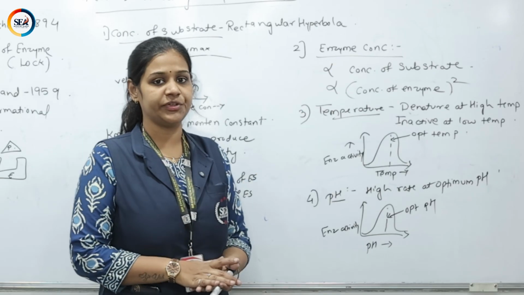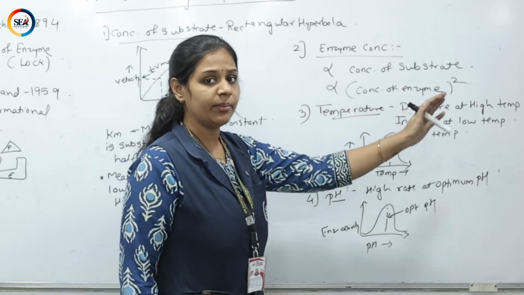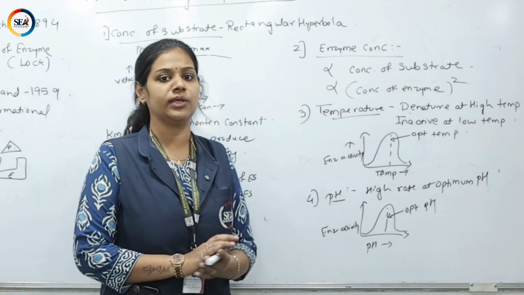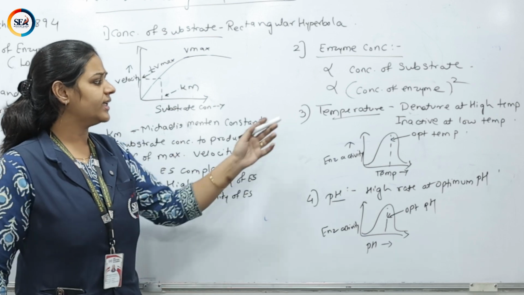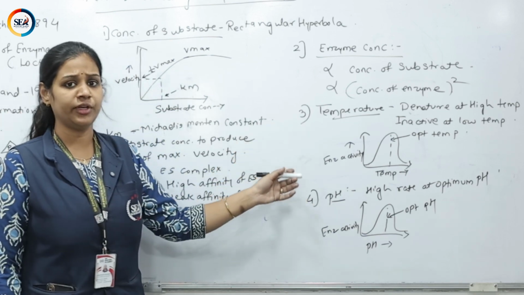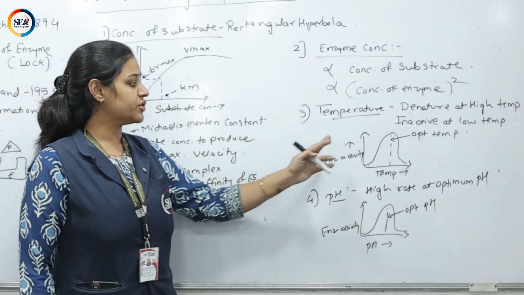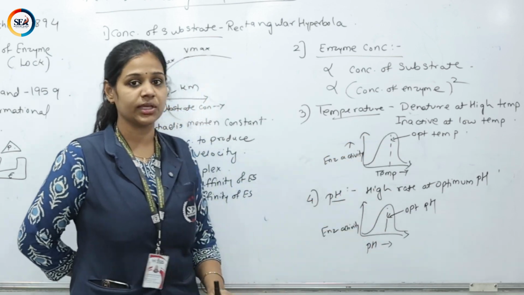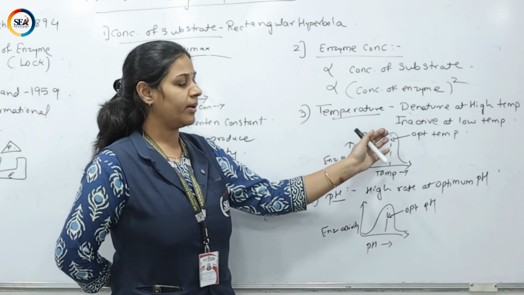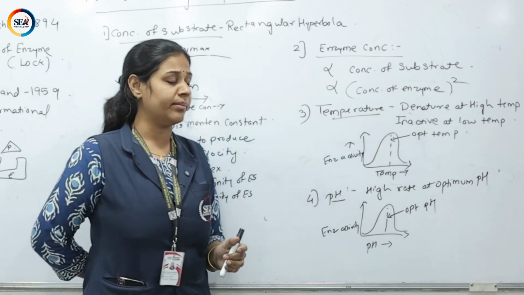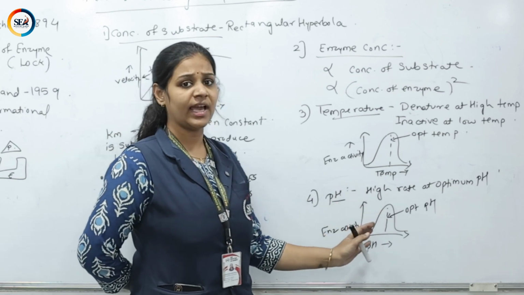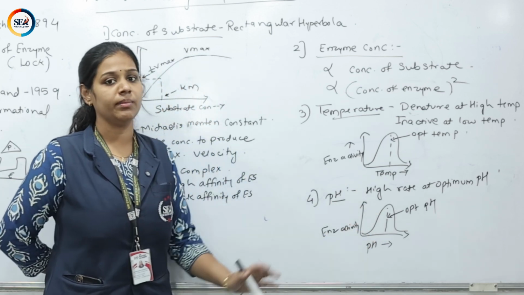Second is enzyme concentration. The reaction velocity is directly proportional to the concentration of enzyme. Third is temperature and fourth is pH. As we have already seen, enzymes show maximum activity at the optimum temperature and optimum pH. Enzymes denature at higher temperature and become inactive at low temperature. Same for pH, the highest rate is seen at the optimum pH.